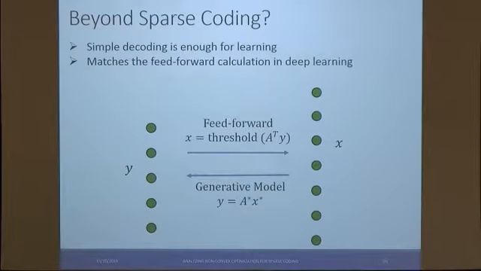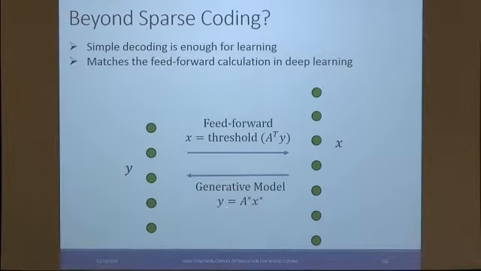You can just use a simple heuristic, in some sense heuristic decoding. It's enough for learning. And also this simple decoding rule is really nice. It matches the feed-forward calculation in deep learning. So for example, this is all observable, the image. And if you do the feed-forward calculation, this is something like A transpose Y, not threshold, but some nonlinear function. But rectifier linear, right, they are all similar in some sense. So this decoding rule is really feed-forward calculation.